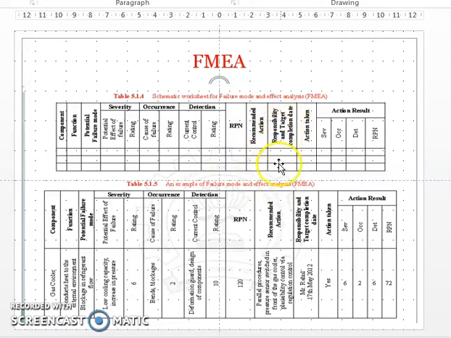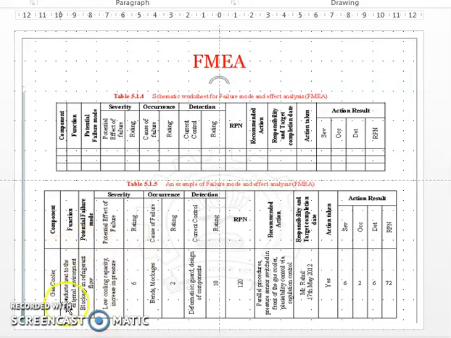In the 9th step, you have to take action, and when the action is taken, you have to calculate again after modification of the process or the design. Again you have to calculate severity, occurrence, detection and RPN. This whole document is important for future engineers who will work on this process or product.